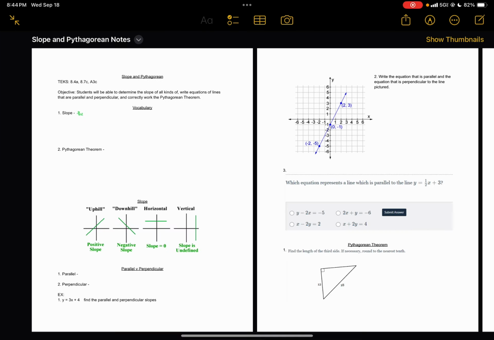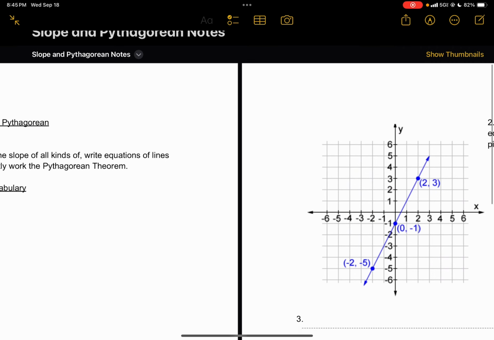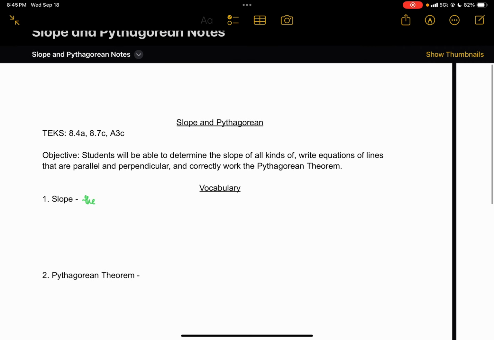Uh-oh, what did I do, y'all? You know, sometimes my pen likes to work and sometimes it doesn't.